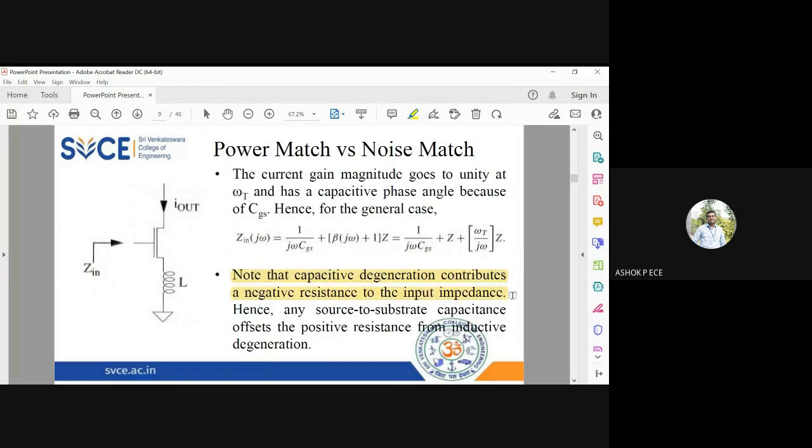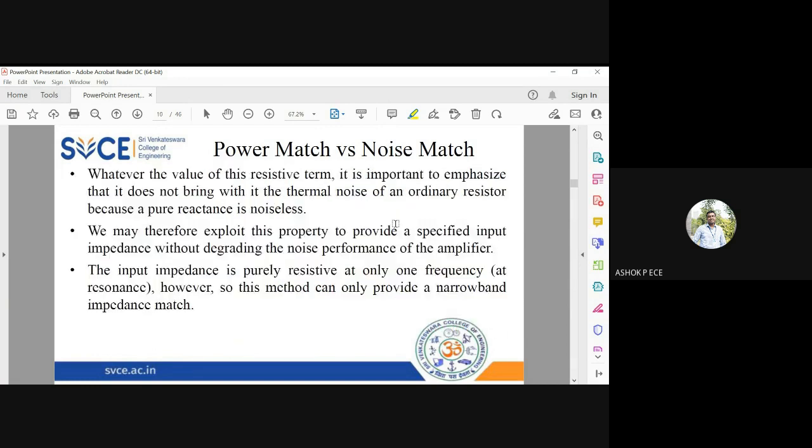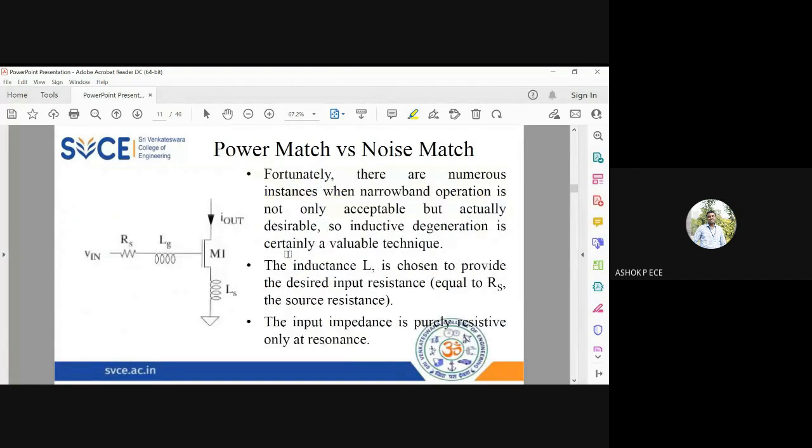Capacitive degeneration contributes negative resistance to the input impedance, whereas inductive will contribute positive, because at higher frequency the inductive impedance will increase, and at lower frequency the capacitive impedance will decrease. So that is going to either add or reduce the value of impedance. Whatever the value of the resistive term, it is important to ensure that the resistance will always bring thermal noise, and the reactance does not add any noise. So instead of adding resistance, why can't we add L and C, so that at least we can reduce the noise to some extent, and we can also provide proper impedance matching.